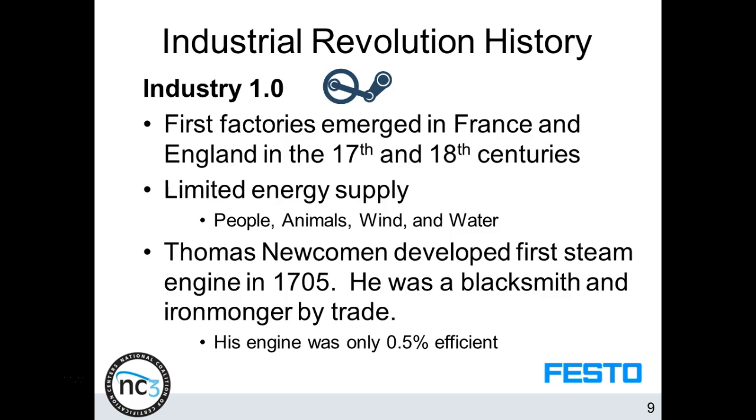So originally, way back, everything was done by people, right? You understand that? Then it's animals, or we did it by wind, like sailboats and stuff like that, right? And then also by water. We had grist mills and stuff like that. This is not considered to be a major advancement in energy. This would probably be called Industry 0.